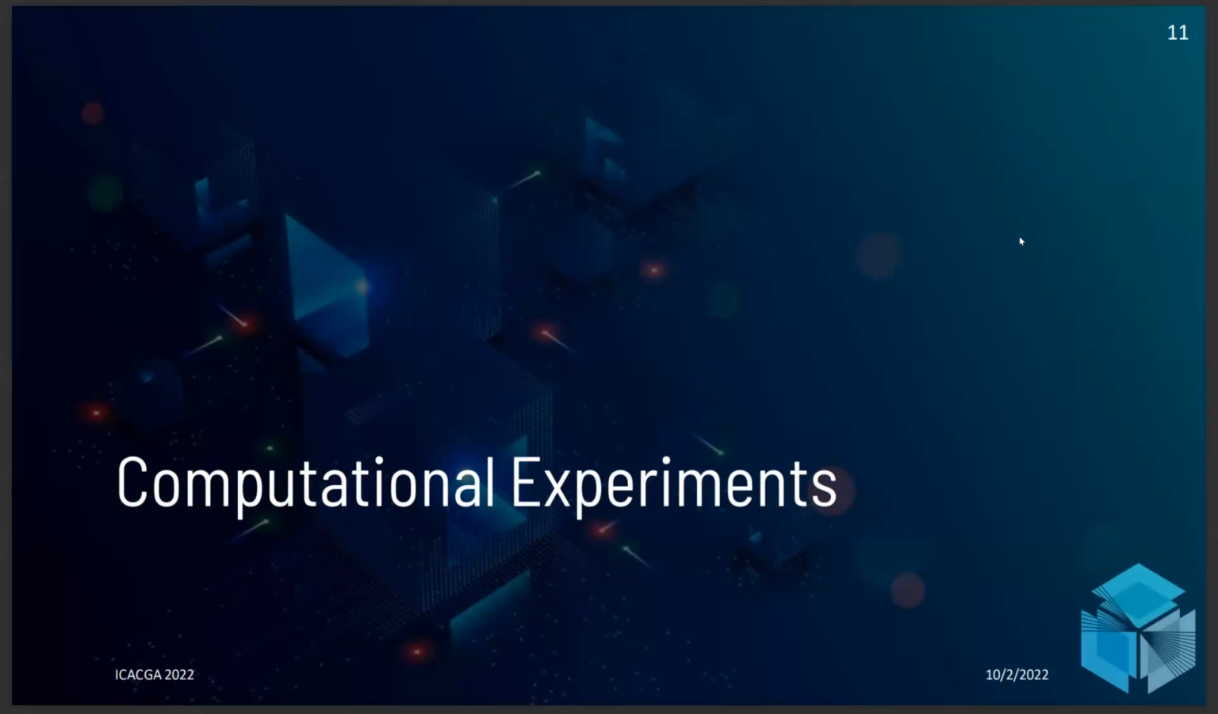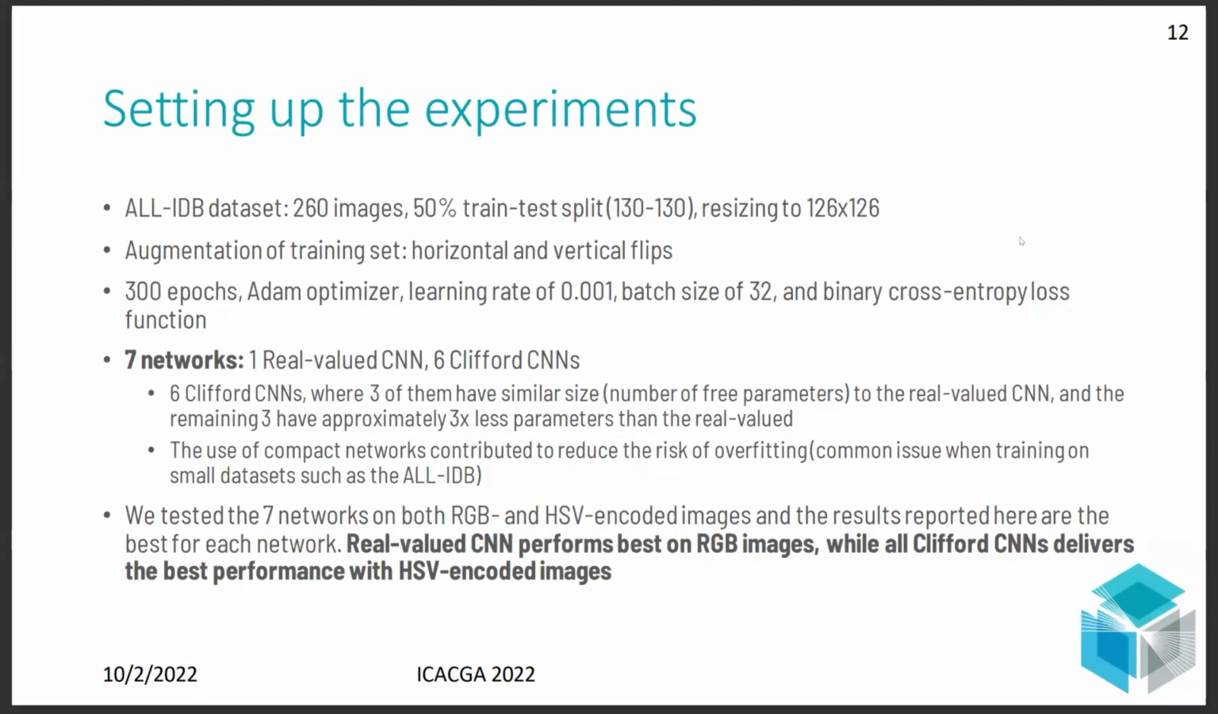Now to the computational experiments. The ALL-IDB data set has only 260 images. And for those who are experienced with deep learning, you already know that this is very, very little data to work with. The split is traditionally done 50-50, 50% for training, 50% for test, which is not very usual in the deep learning community, but we kept it like this because the previous works were using this split. So we wanted to be fair and compare in the same scenario as they used before. We did a resizing to 126 by 126 pixels and some augmentations such as horizontal and vertical flips. We ran 300 epochs with the Adam optimizer and other parameters, which you can read in the paper.